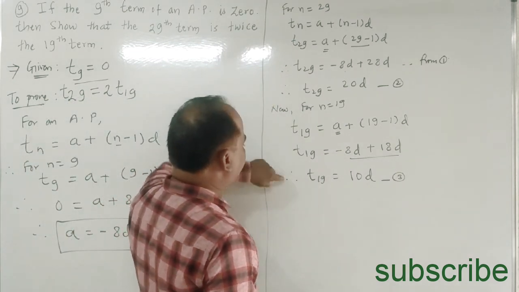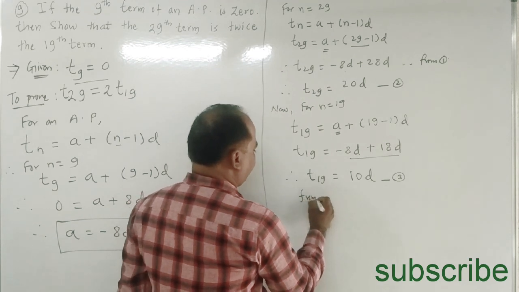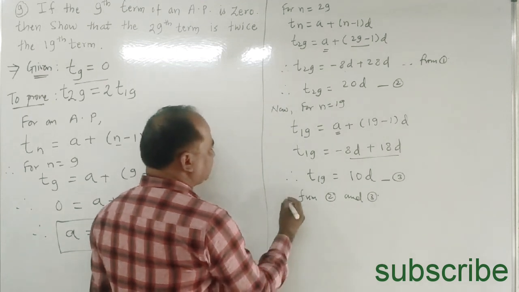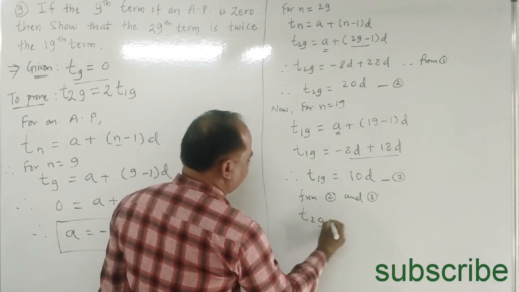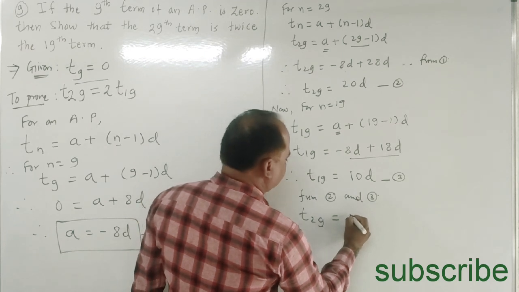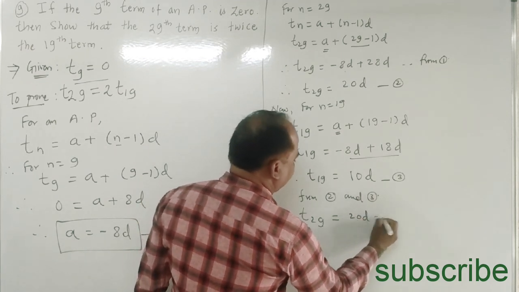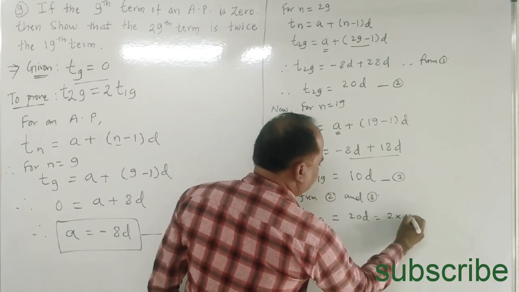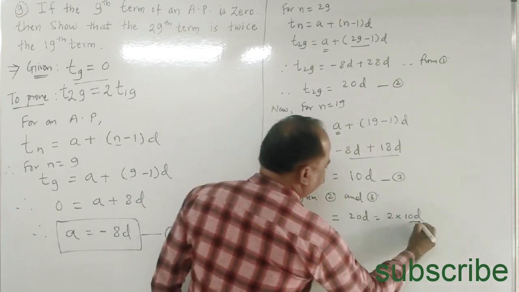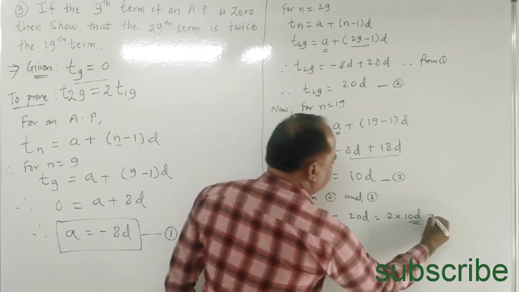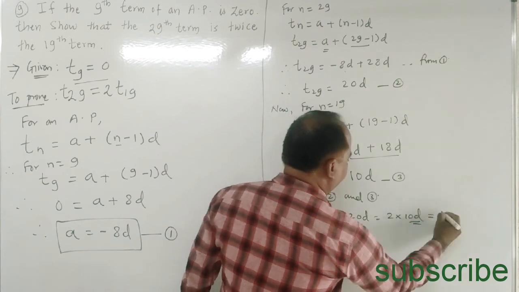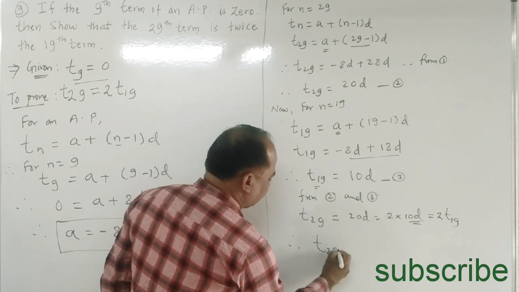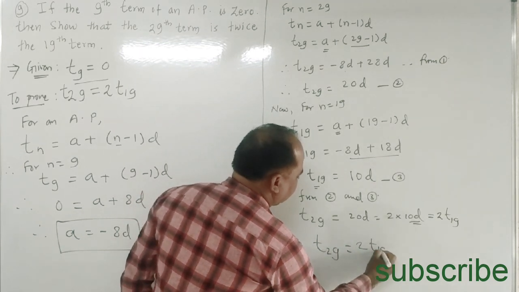Now from 2 and 3, we get T29 is equal to 20d, which can be written as 2 into 10d. Now this 10d is equal to T19. So 2 T19. Therefore, T29 is equal to 2 times T19.